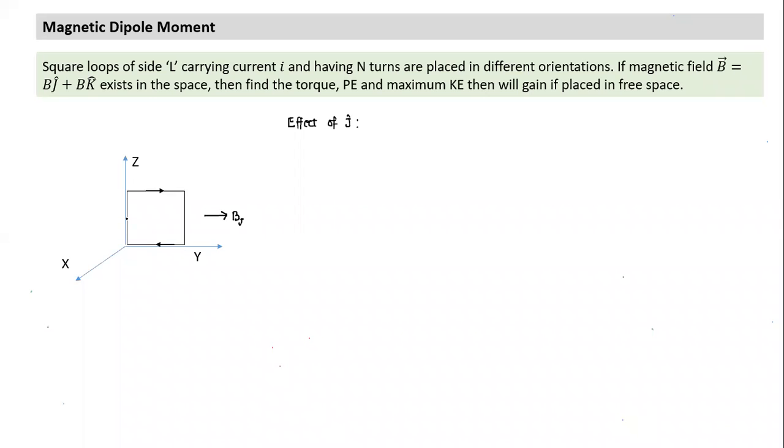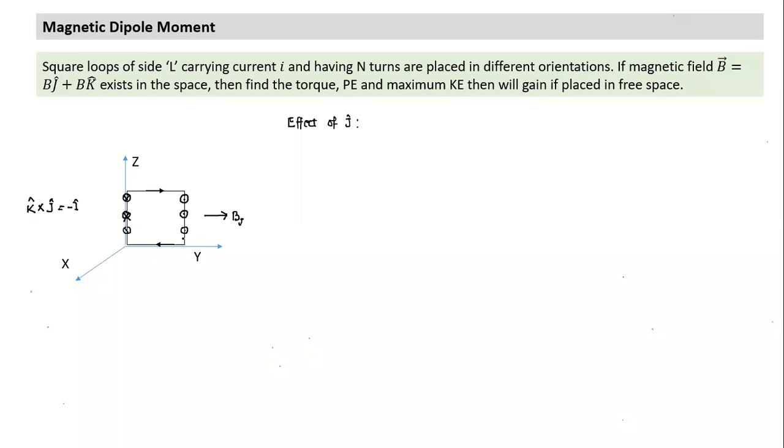What is the direction of current? This is the direction of current. So if I take this side, the direction of force on this side will be in which direction? This is K cap direction. The direction of force will be K cap cross J cap. What is K cross J cap? Minus I cap. It means the force on this side will be into the plane, pushing this side in. This will be the direction of force on this side. I hope all understand.